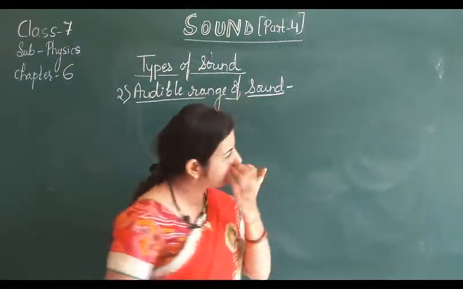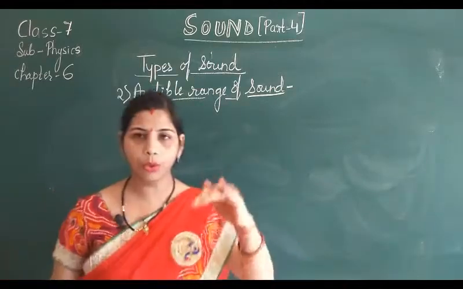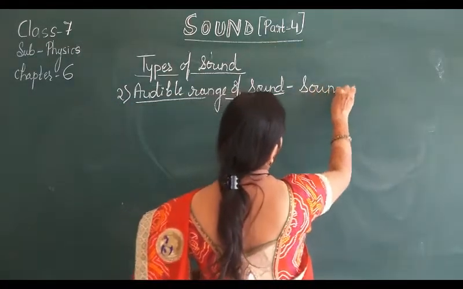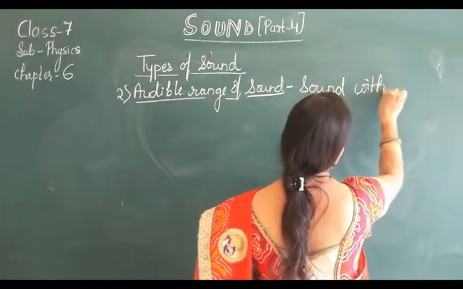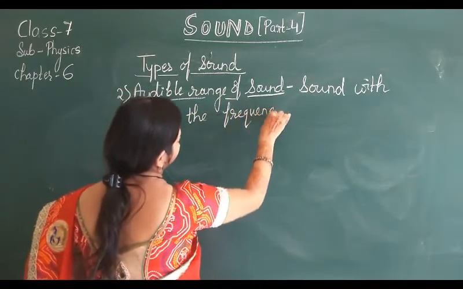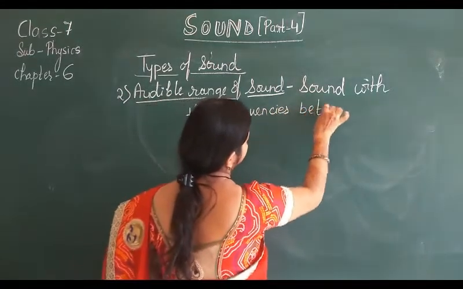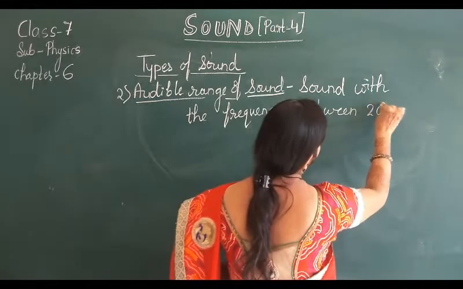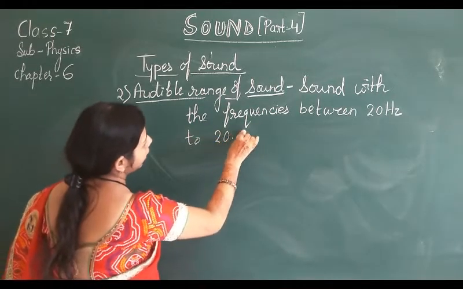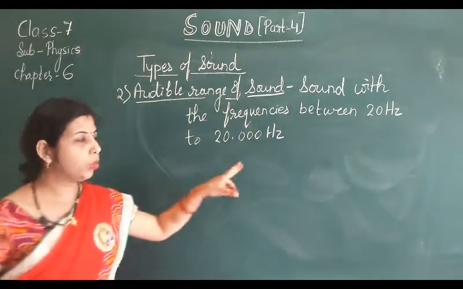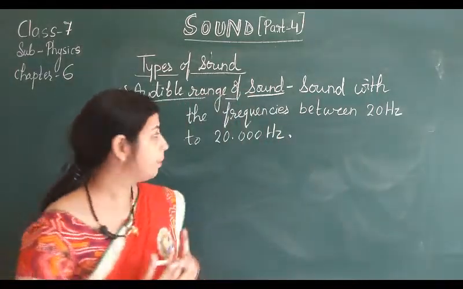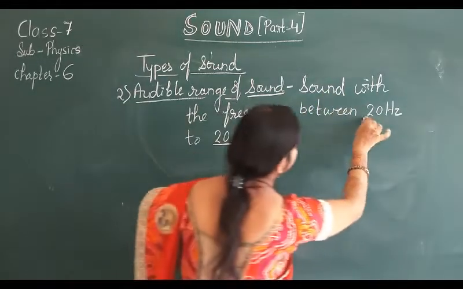So the sound between the frequency of 20 hertz to 20,000 hertz, that means the sounds with frequencies between these two, they are known as the audible range of sound. This is the upper limit and this is the lower limit.